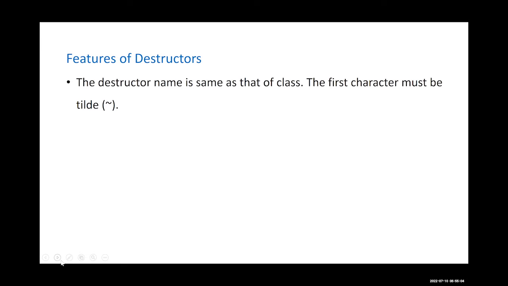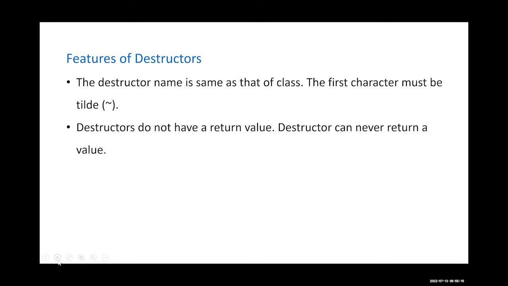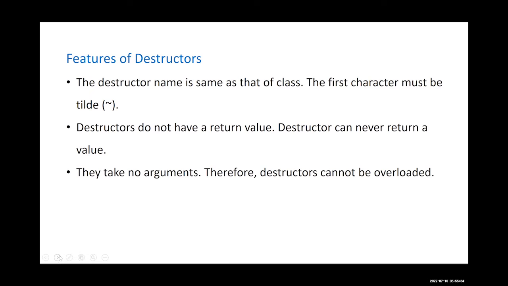Let us see the different features of destructors. The first one is that the destructor name is the same as that of the class, and the first character must be a tilde. This we have seen. Destructors do not have a return value. A destructor can never have a return value. Remember this, because we are just destroying or deallocating the memory. We cannot use those values, perform some action and return a value. So it cannot have a return value, just like our constructors.